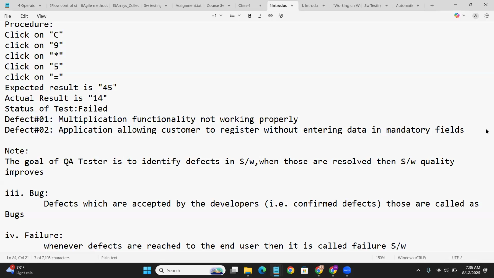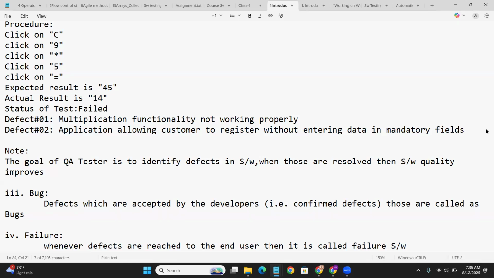Now, bug. What is the meaning of bug here? As a test engineer, whenever you identify any defects, you are not responsible to solve them. You are going to inform the developers. The developers will review the defects. If they accept, then it is called a bug. That means confirmed defects we call bugs. In simple terms, all the bugs are defects, but all the defects may not be bugs.